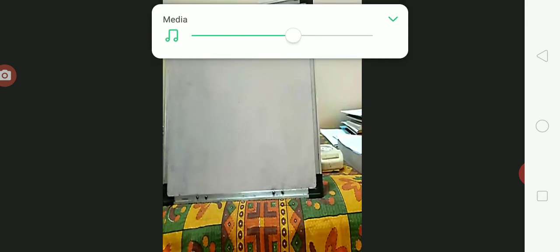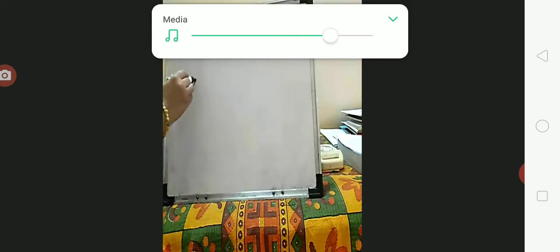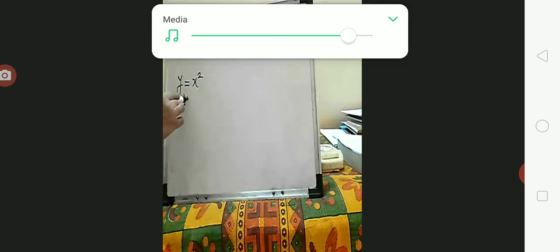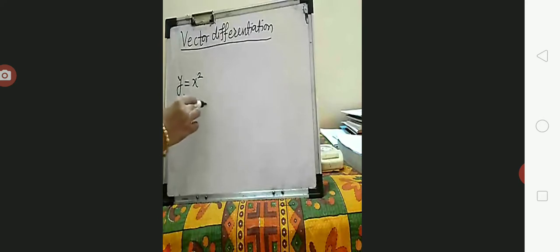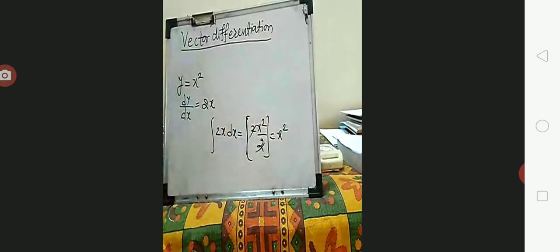You can see here that for a function like e raised to x or any polynomial function, if I take y equal to x square, what is its derivative dy by dx? We can calculate it as 2x. So its integration also exists. So what is integral of 2x dx? That is x square by 2, which means I'll get back the original function x square. So it is integrable also.